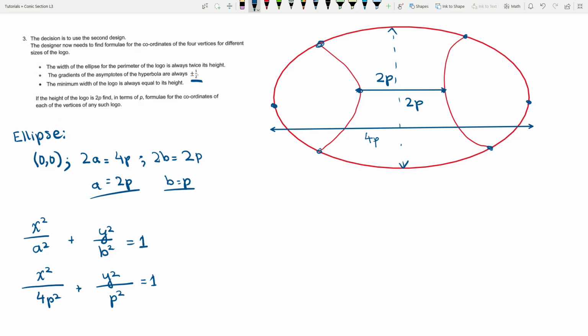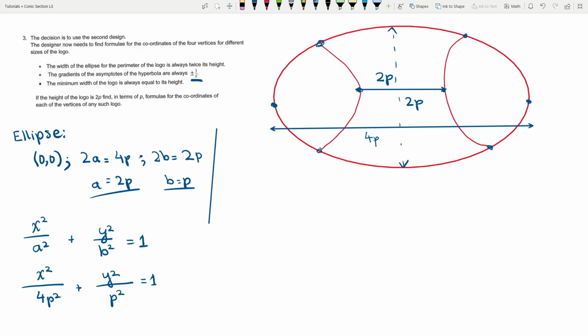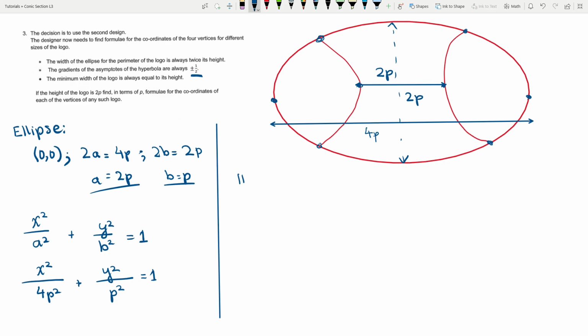Now we have to find the hyperbola equation. Just going to draw a line. Okay, so hyperbola.